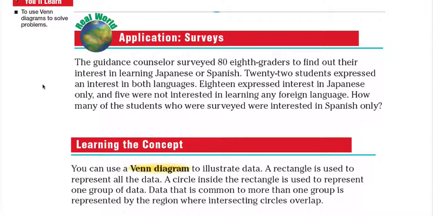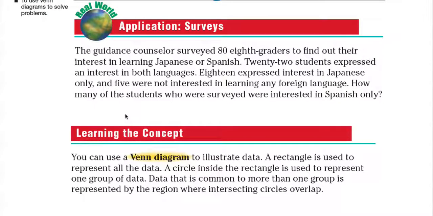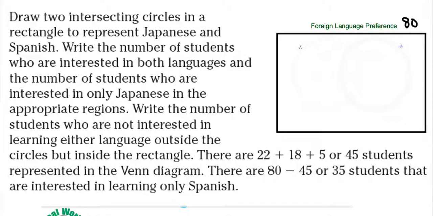Now, these types of problems are easier to solve when you are using a Venn diagram. A Venn diagram is, first and foremost, a rectangle. You use a rectangle to represent all the data, and inside that rectangle are circles. A circle inside a rectangle is used to present one group of data. Data that is common to more than one group is represented by the region where intersecting circles overlap. Let's see what this means.